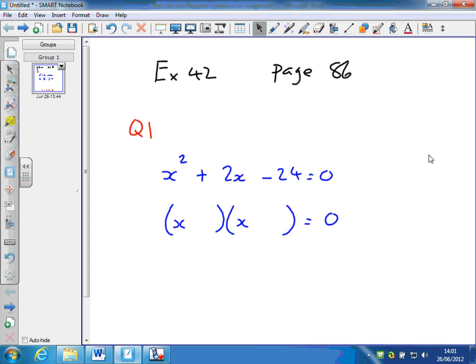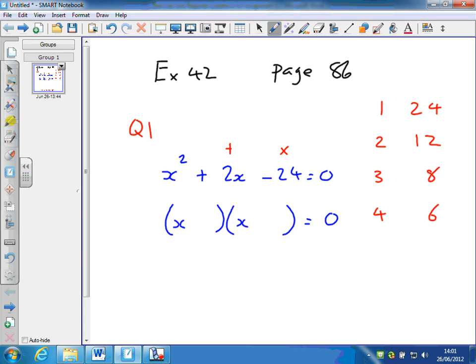I need to think of 2 numbers that add together to give 2 and multiply together to give minus 24. So go through the different combinations. 1 times 24 gives 24, so 1 and 24 are factors. Also 2 times 12 gives 24. Also 3 times 8 gives 24, and also 4 times 6 gives 24. So there's 4 different possibilities, and I know it's going to be one of those. One of them has to be positive, and one of them has to be negative, because they need to multiply together to give a negative number.